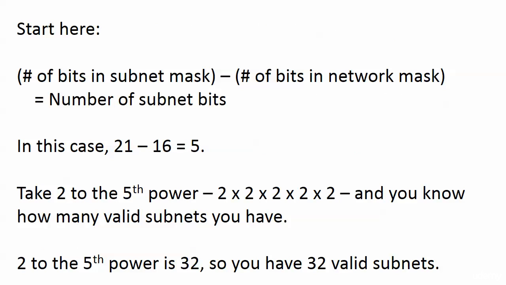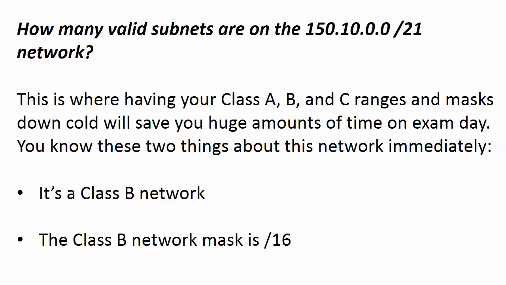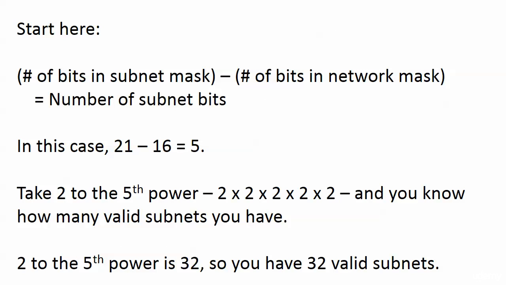So this particular network was a /21. That's what we were given. We've got /21, and we know we have 16 bits in the network mask of a class B network, so you know 5 subnet bits were borrowed. That's it. So we take 2 to the 5th power, 2 times 2 times 2 times 2 times 2, and you know how many valid subnets you have. 2 to the 5th power is 32, so you have 32 valid subnets. See how fast that was? It's lightning fast.